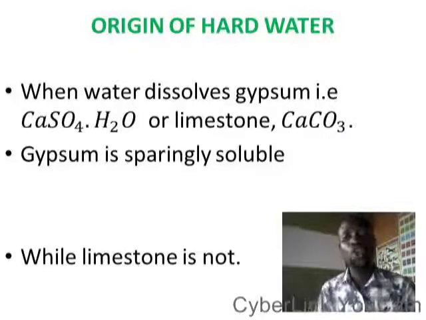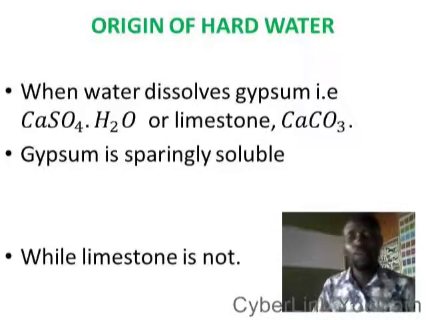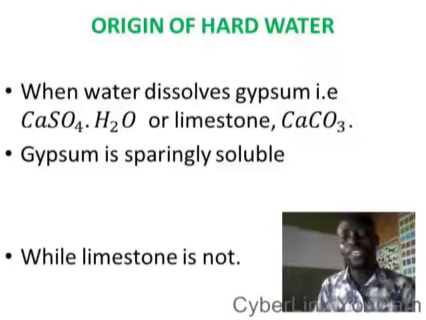Now we get to the origin of hard water. What are the origins of hard water? When water dissolves gypsum. Gypsum is CaSO4.2H2O. Or when water dissolves limestone. Limestone is CaCO3. Gypsum is sparingly soluble in water, while limestone is not soluble in water.